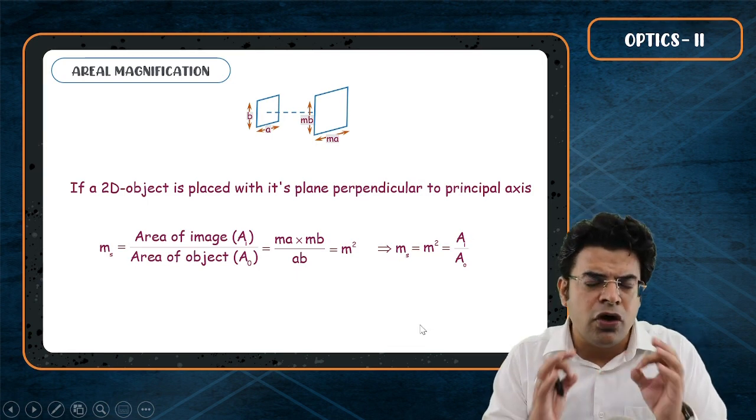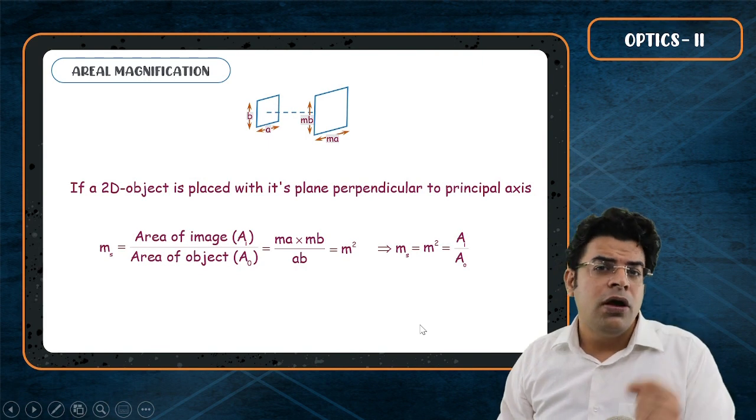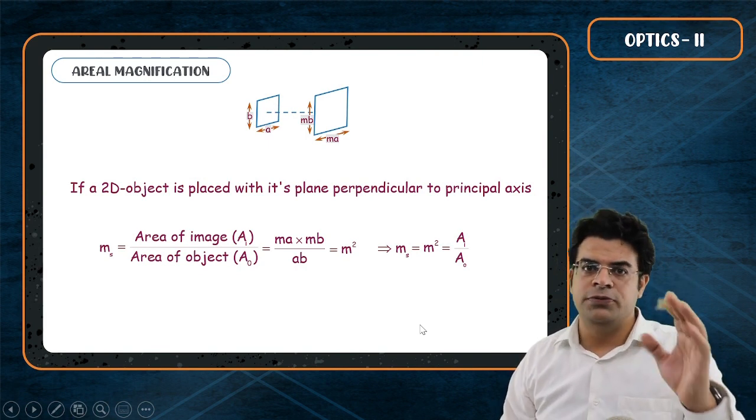So now we will talk about the most important topic of this hour. That is to know every single image position for every single object position.